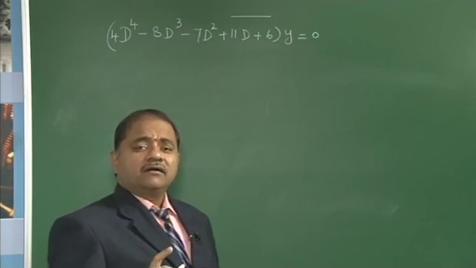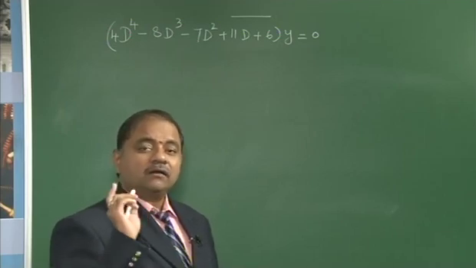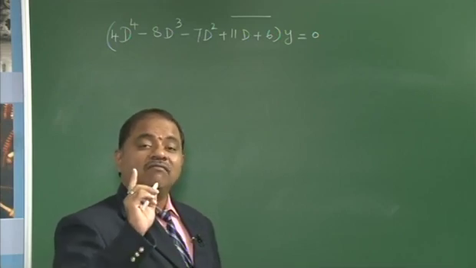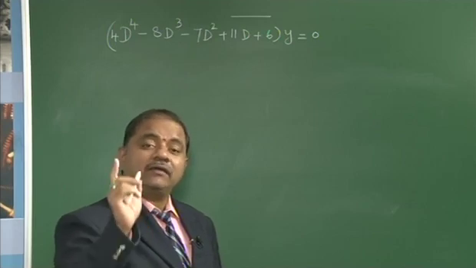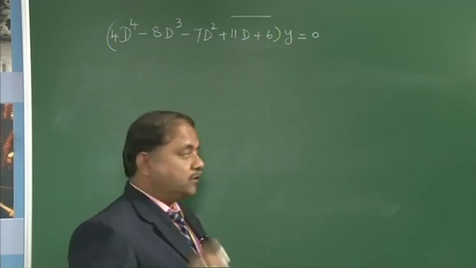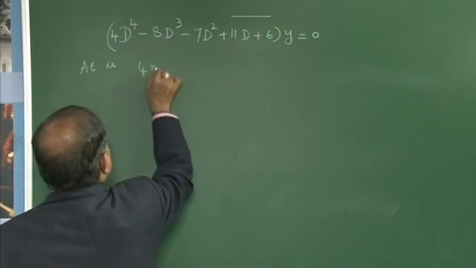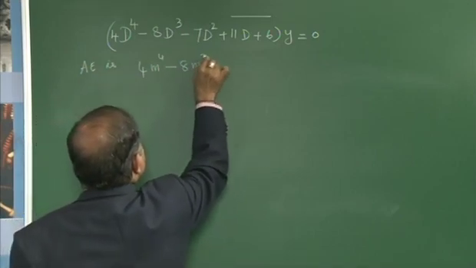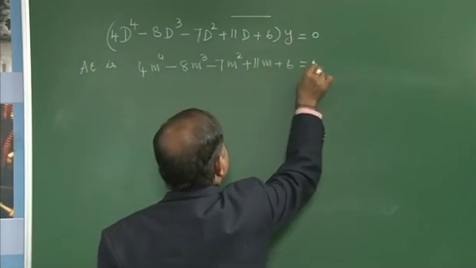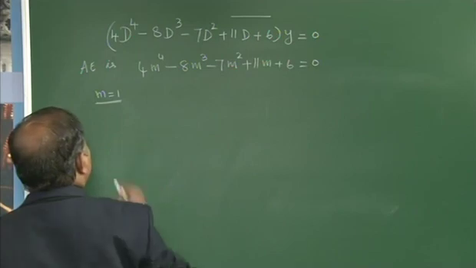For that, from algebra there is a rule: out of the 6 values plus or minus 1, plus or minus 2, plus or minus 3, one value will definitely satisfy the equation. So I am writing the auxiliary equation: 4m power 4 minus 8m cube minus 7m square plus 11m plus 6 equal to 0. Trial and error process. Let me take m is equal to 1.